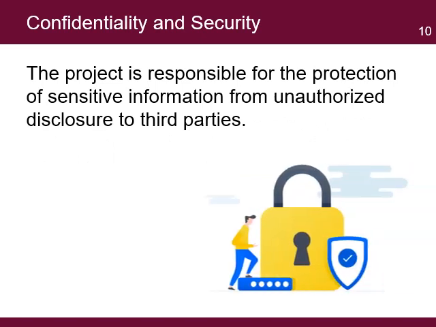Confidentiality and security. The project must ensure that information is not disclosed to unauthorized persons, processes, or agencies. The project is responsible for the protection of sensitive information from unauthorized disclosure to third parties, the treating of information as private and not for distribution beyond specifically identified individuals or organizations as defined by the project stakeholders. Beneficiary information must be treated with respect and only used within the objectives of the project.